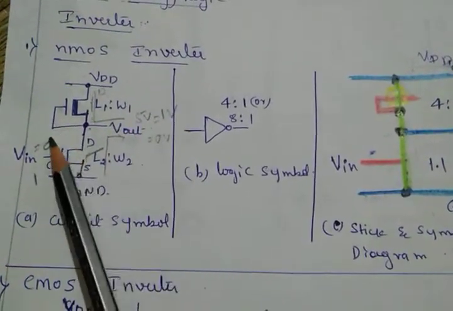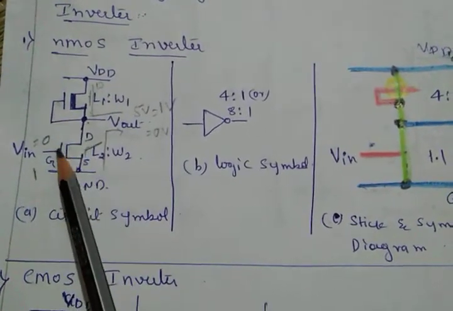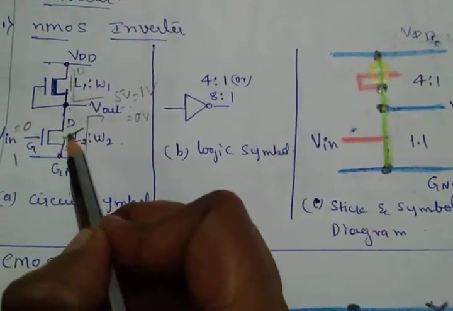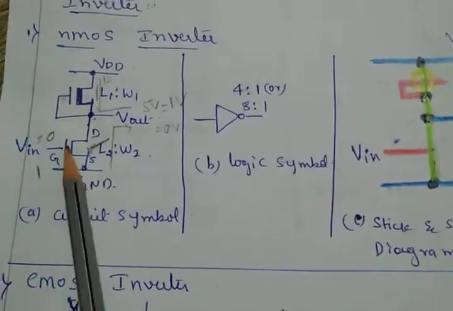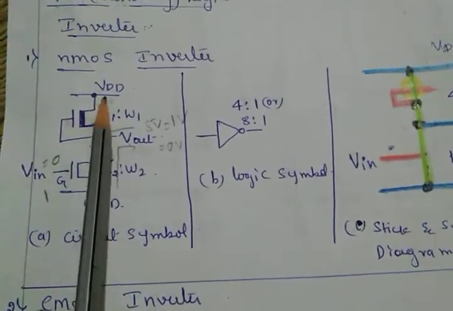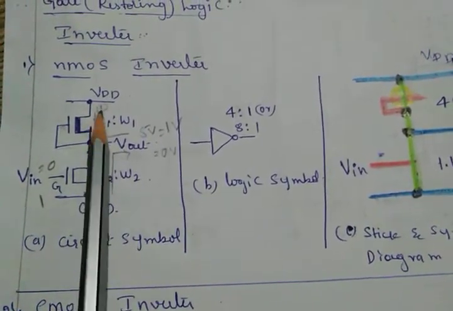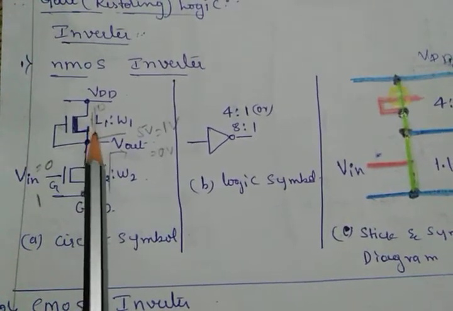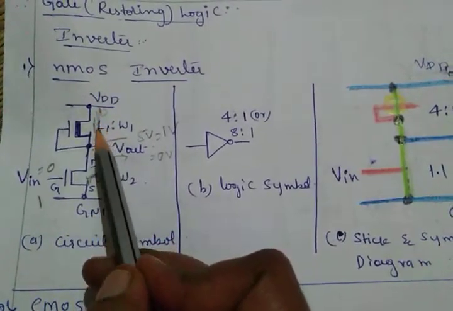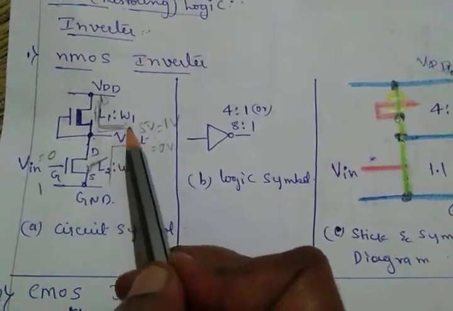Okay, that means, see, if I give 0 volts here, the nMOS switch will be opened. If it is open, it will not be connected here, and here the closed path will occur. So this path will be closed, and here VDD is 5 volts. Now this path is closed, which means the output will appear like this. Okay, so I will get 5 volts.